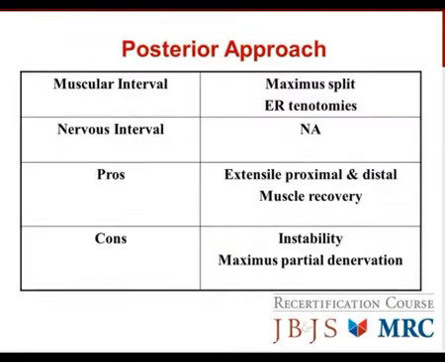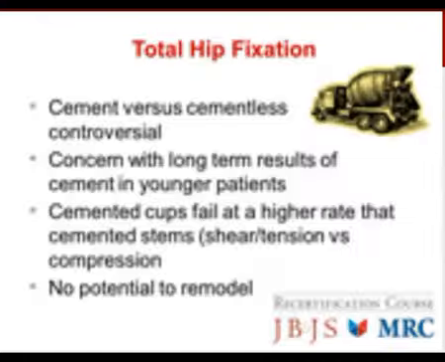The posterior approach, which remains the most common approach to total hip arthroplasty, which is probably most familiar to the audience, the aspects of this approach are listed on this slide. It involves a maximus split and external rotator tenotomies from the back of the femur. There is no internervous interval. The advantage to this approach, of course, is that it's quite extensile both proximally and distally, and recovery can be quite quick. The downside of the posterior approach historically is instability. Now that may be changing with larger femoral heads, but again, for the purposes of the test, I think posterior approach should be associated with instability.